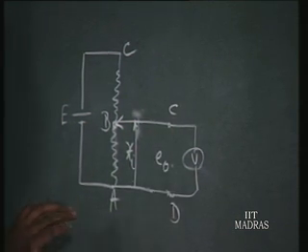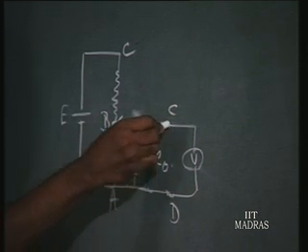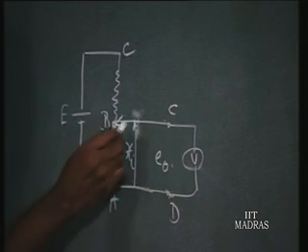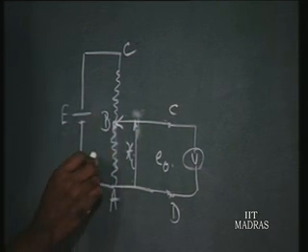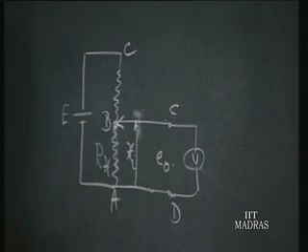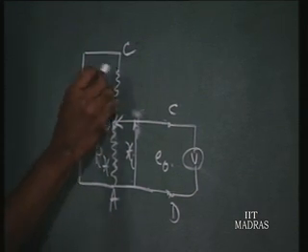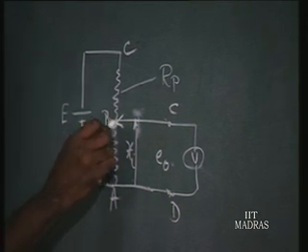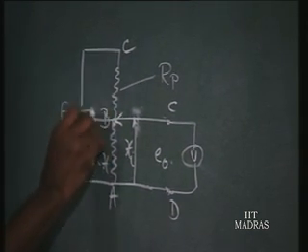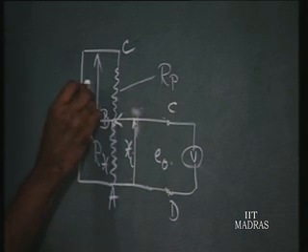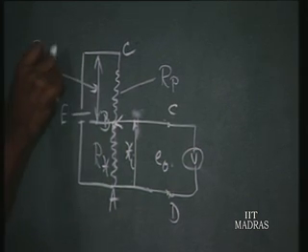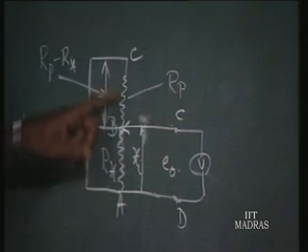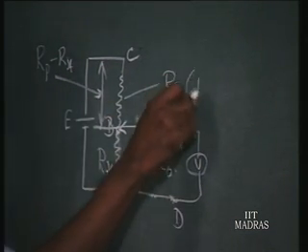Same principle we use to find the equivalent resistance. That is, from C to D we have to reach in the existing circuit. How many paths are there? One path is through B to A. B to A I will call Rx, and the whole resistance is Rp, the resistance of the potentiometer. Then the resistance from B to C is Rp minus Rx. The whole resistance is divided in 2 parts: one is Rx and the remaining part is Rp minus Rx.